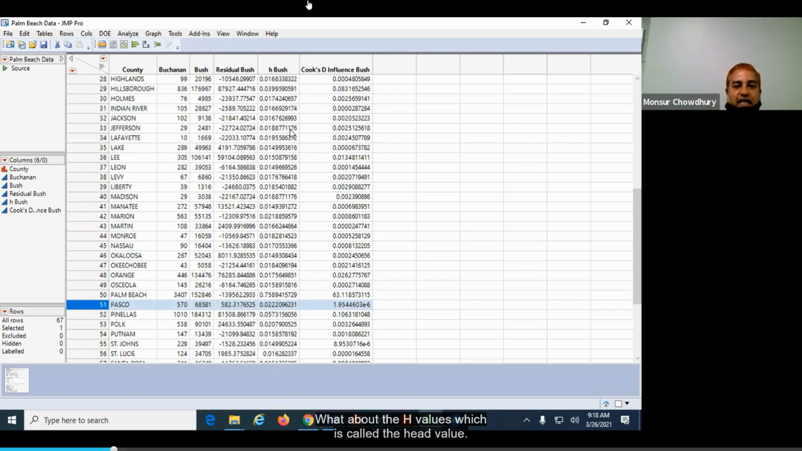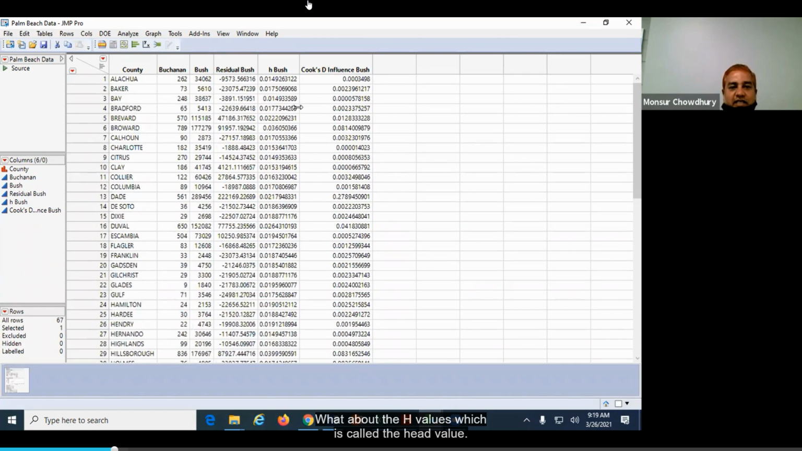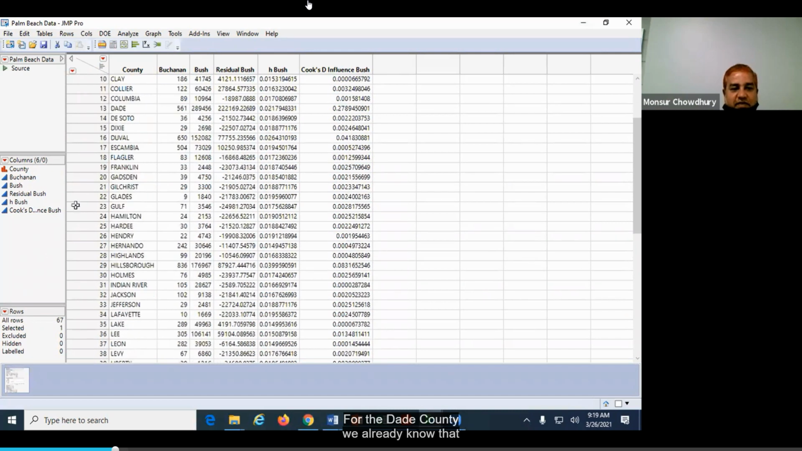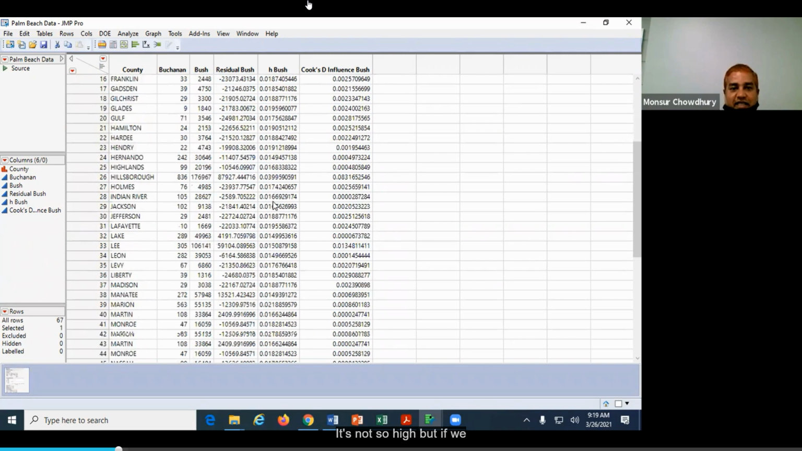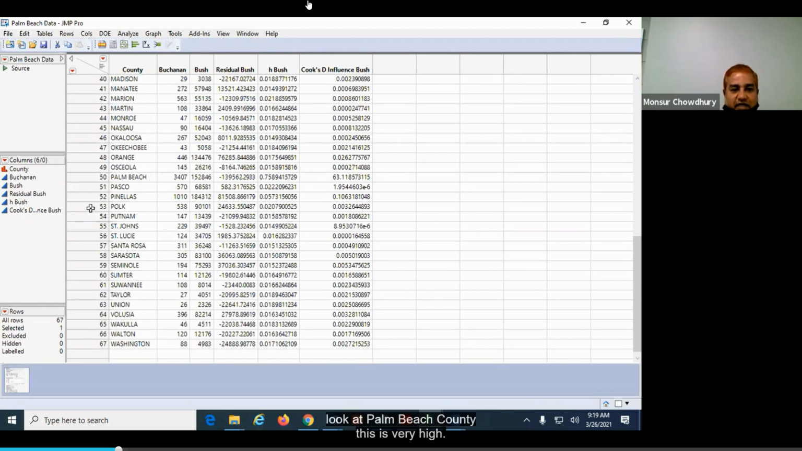Now what about the H values, which are called the hat values? So for the Dade County, we already know that Dade County here is 0.02. Now it's not so high, but if you look at the Palm Beach County, this is very high. Okay, let me see what he said. St. John's 2.